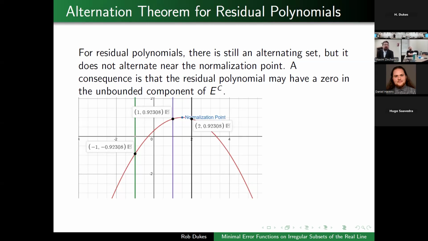So there is a similar alternation theorem for residual polynomials. It's still an alternating set, but it does not alternate near the normalization point, because our norm couldn't be more than 1. It's pretty easy for any degree greater than 1 that you're going to be able to make it smaller than that. So you have this one normalization point where it's equal to 1, and then it'll have the max on both sides of it, and a minimum over on the other side. You can see in this example, the set is -1 to 1, union 2. So there's a big gap here in the middle. You can see it has maximum at 1 and 2 and minimum at -1, and they're all the same value.